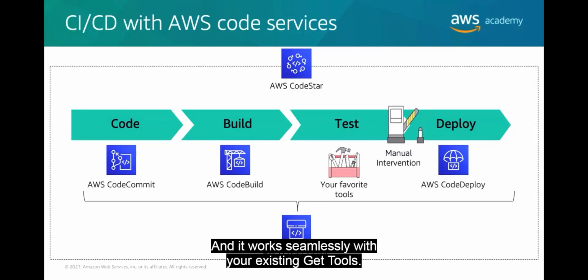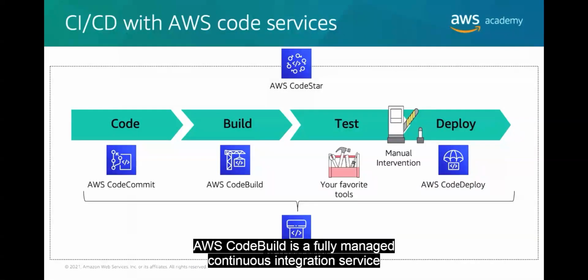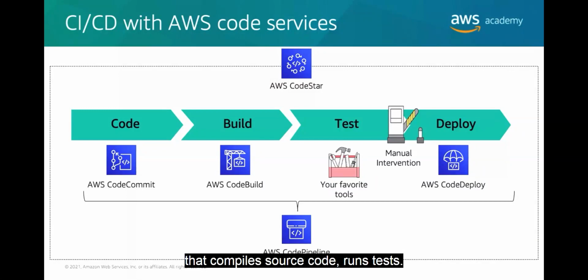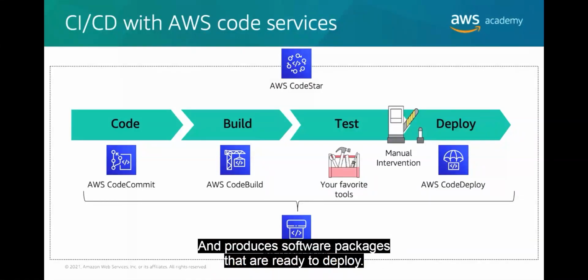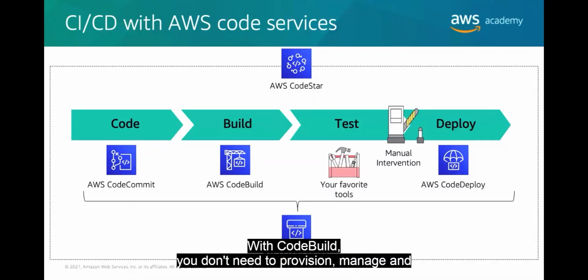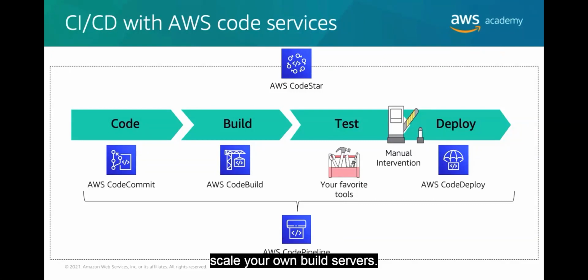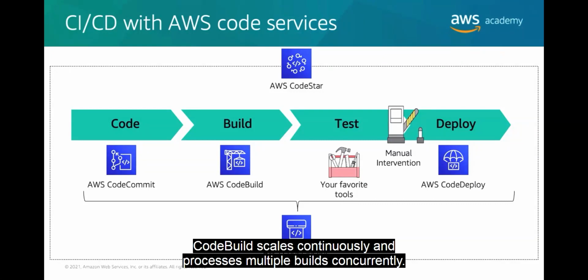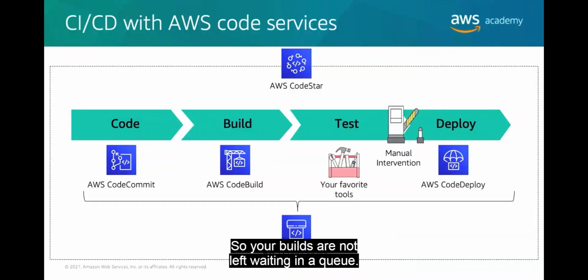AWS CodeBuild is a fully managed continuous integration service that compiles source code, runs tests, and produces software packages that are ready to deploy. With CodeBuild, you don't need to provision, manage, and scale your own build servers. CodeBuild scales continuously and processes multiple builds concurrently, so your builds are not left waiting in a queue.